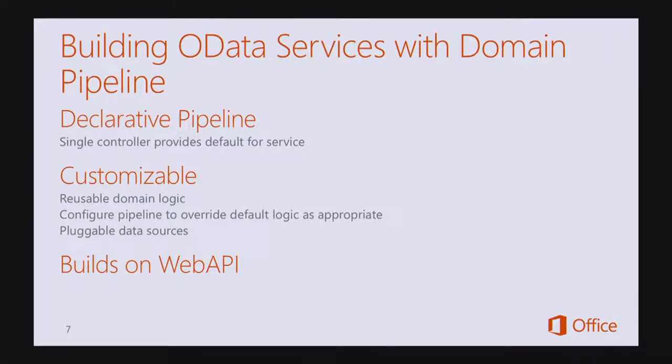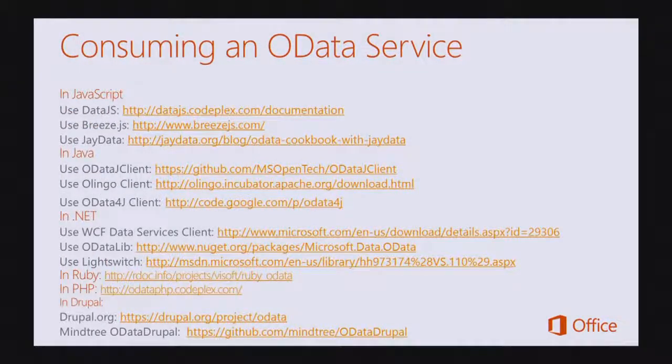This would be a system, if it existed, that would build on Web API. It would give you a lot of customizability in reusing your domain logic and overriding just the logic that you wanted to have exception logic for, rather than writing all of the logic. And it would be a much faster way to do it. I would give you a demo of it, but we're running out of time. So that's building an OData service.